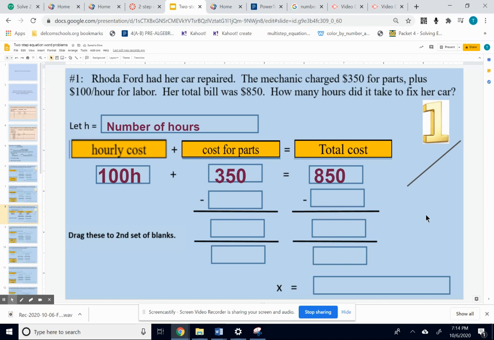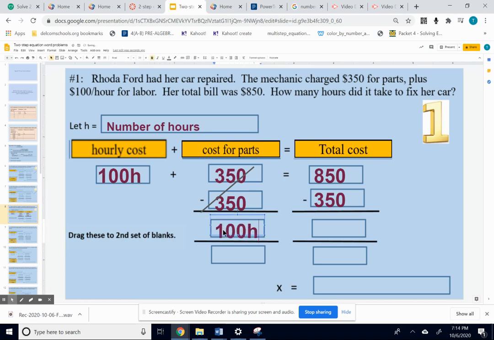Now it's just solving the equation. 100 times H plus 350 equals 850. We want to get rid of the added or subtracted number first. 350 is added, so we're going to subtract 350. We have to do it to both sides, though. I'm going to write down what I get after I do that. The 350 minus 350 cancel out, so I'm left with 100H on the left. On the right side, notice I have 850 minus 350. That's going to be 500. So I have 100 times H equals 500.